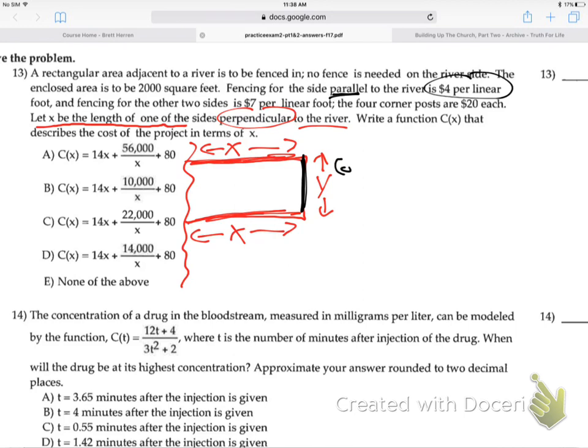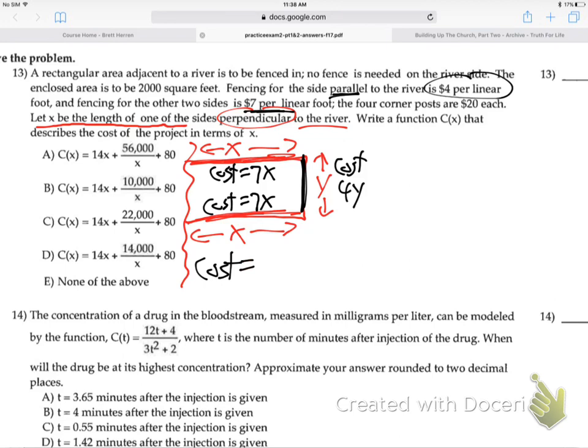$4 per foot, so the cost of this part is 4y, y feet at $4 per foot. The cost of this part is 7x because it's $7 per foot times x feet, and the cost of this part is also 7x. Again, x feet at $7 per foot. So they want the total cost function. What's the total cost function?